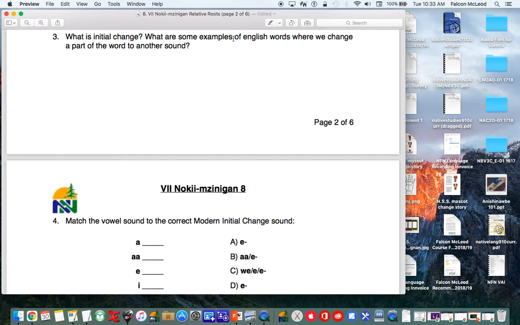All right, so what is initial change, and what are some examples of English words where we change a part of the word to another sound? So initial change, go back to our last lesson, is where we change the first vowel sound of our verb or verb phrase. So that means we change the prefix's first vowel sound instead of the verb if a prefix is present. And some English words that I can think of where we change vowel sounds, or just any sound, trying to think off the top of my head what we covered in the last lesson. Mouse versus mice. So we change that ow sound in mouse to an I sound, mice. So that's something you can write in here. You can provide your own.